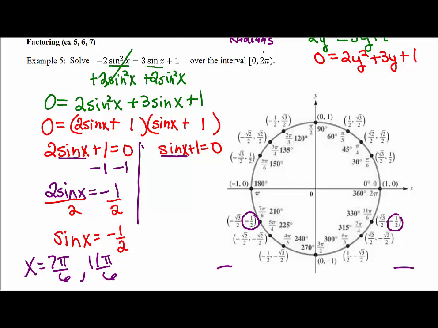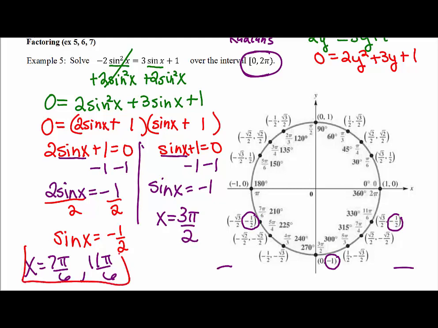Remember that we're looking for all of the angles in radians from 0 to 2 pi on the entire unit circle. And here we're going to subtract 1 from both sides as well. We end up with sine x is equal to negative 1, and we want to know what angle has a sine value of negative 1. And for the entire unit circle, there's only one place where sine is negative 1, and that is when x is equal to 3 pi over 2. So we have 3 solutions: 7 pi over 6, 11 pi over 6, and 3 pi over 2.